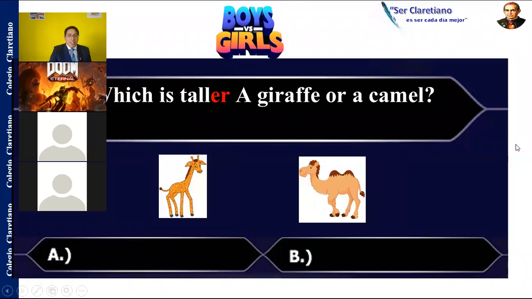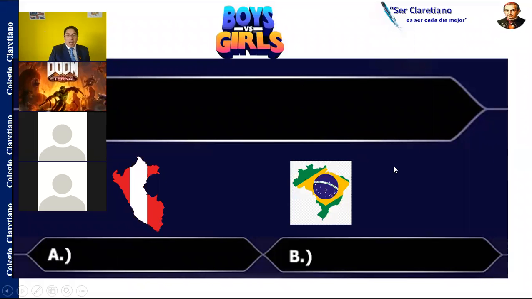For tall, the comparative of tall, taller. Okay. Which is taller, a giraffe or a camel? Let's see. Andres, which is taller, a giraffe or a camel? A giraffe, teacher. Thank you, Andres. Yes, we practice this, no?